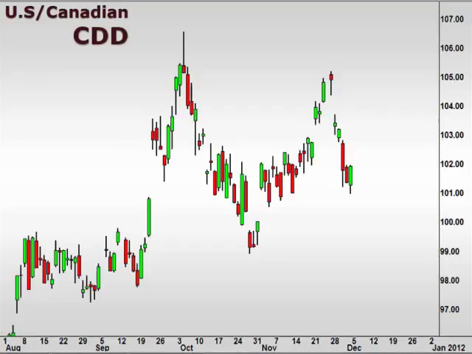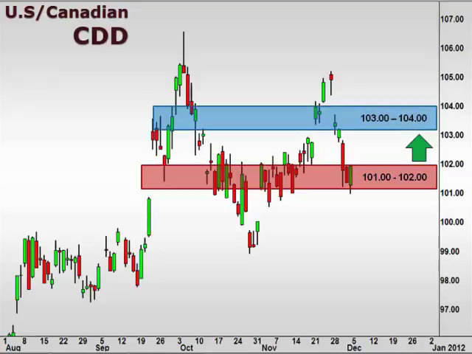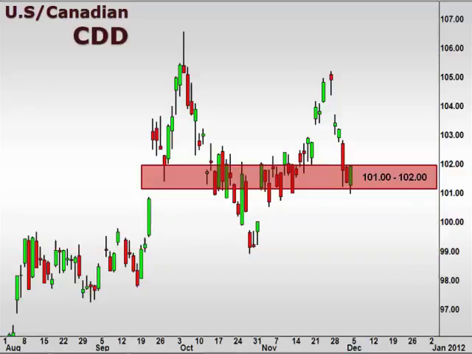Next up, the CDD, the US versus the Canadian dollar. Well, the CDD continued to drop, testing 101 for support. Now, after such a significant sell-off, we may see a bounce and subsequent retracement up to 103. However, a break below 102 opens the window for a continuation lower towards 100.